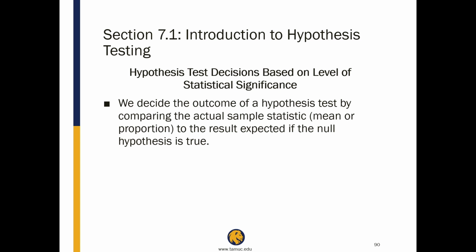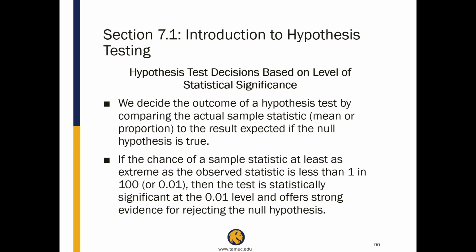So in the long run, how we're going to decide if we have evidence to support the alternative hypothesis is by using the basis of statistical significance. We determine the outcome of a hypothesis test by comparing the actual sample statistic to the results expected if the null hypothesis is true. If the chance of a sample statistic at least as extreme as the observed statistic is less than 1 in 100 or 0.01, then the test is statistically significant at the 0.01 level and offers strong evidence for rejecting the null hypothesis.